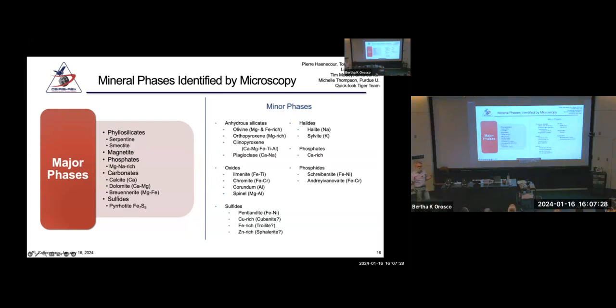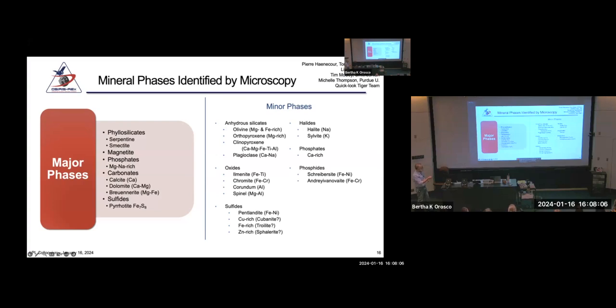So we took a lot of those quick look samples at Johnson Space Center, and also here at the Lunar and Planetary Laboratory, and we just started surveying what minerals are present in this material. We have the main phases over here, the phyllosilicates, which look like they're mostly serpentine with some smectite. We have the magnetite. I'll talk a bit about the phosphates, because those are the big surprise so far: magnesium sodium rich phosphates. Lots of different carbonates: the calcium carbonate, magnesium-bearing dolomite, iron-bearing breunnerite. And the main sulfide appears to be the sulfur-rich pyrrhotite, Fe7S8.